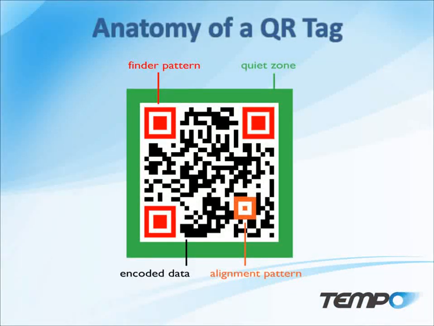Let's look at the anatomy of a QR tag. The finder pattern, the three large squares, orient the scanner, and the alignment pattern reduces distortion, which helps make them readable on all kinds of surfaces, including flexible packaging, so they're great for the food industry. Got that? Let's go through some best practices for using QR codes.